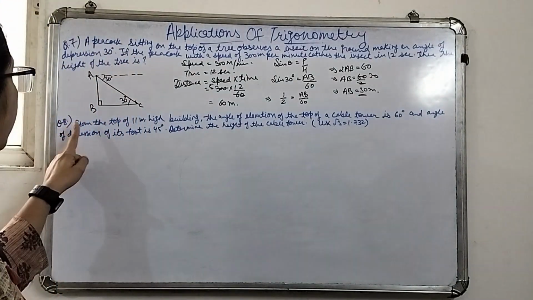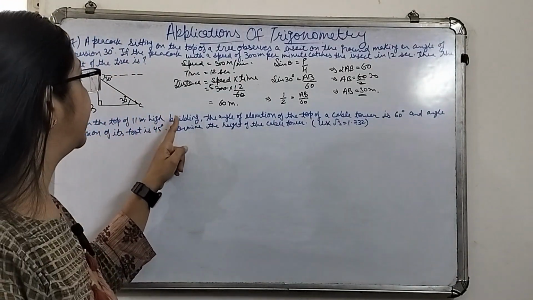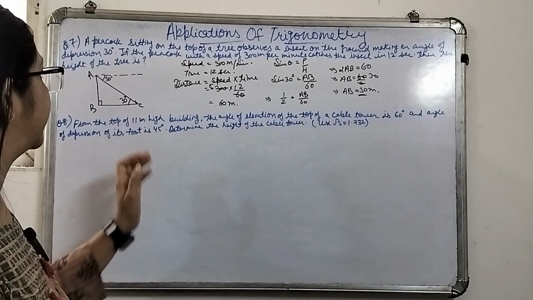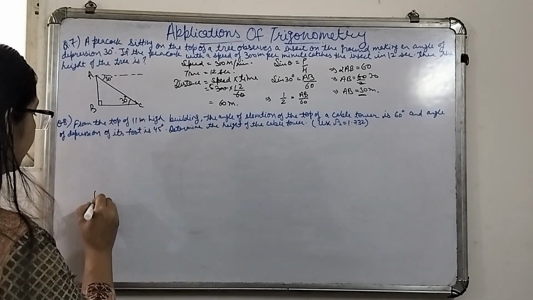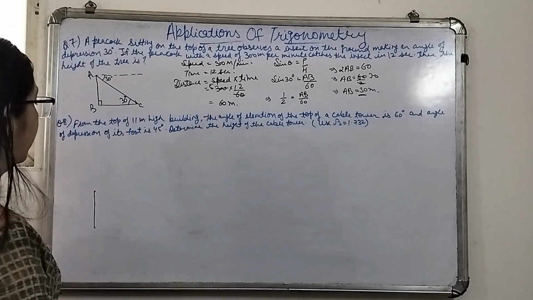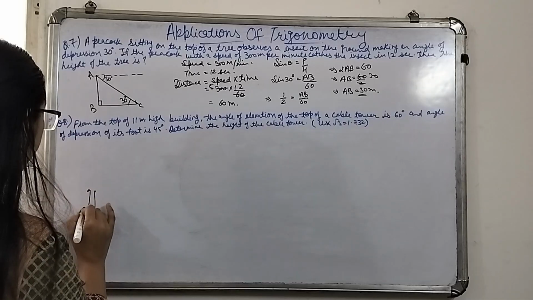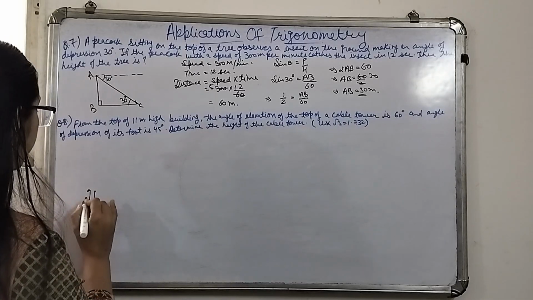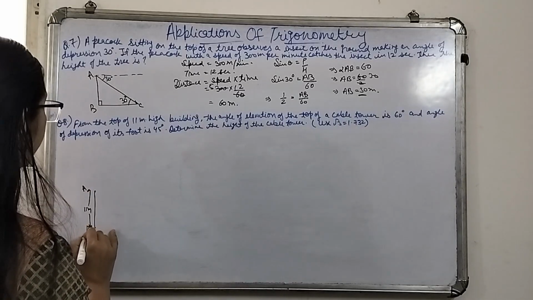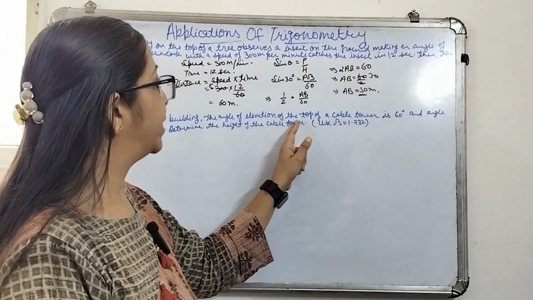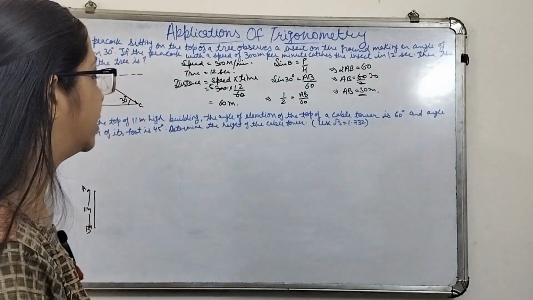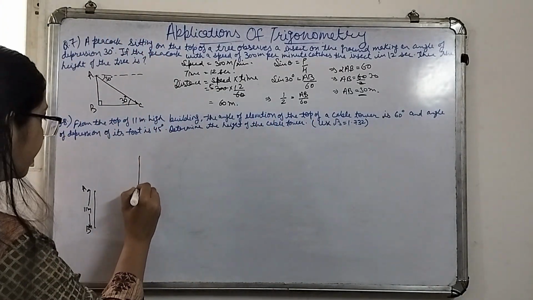Now the last question: from the top of an 11 meter high building, the building's height is 11 meter. Suppose this is the building which is 11 meter high. This is your A point, this is your B point. The angle of elevation of the top of a cable tower. Okay, so this is the cable tower.